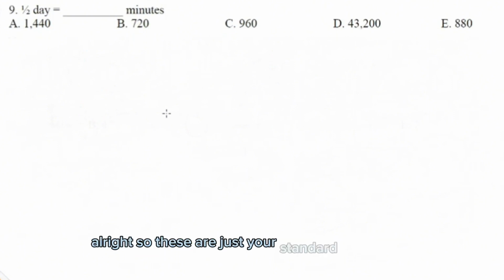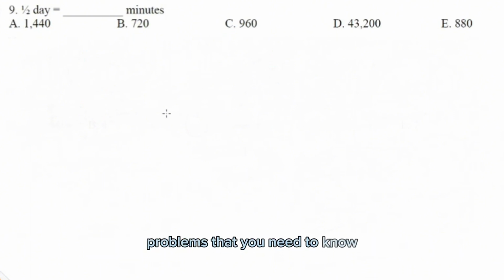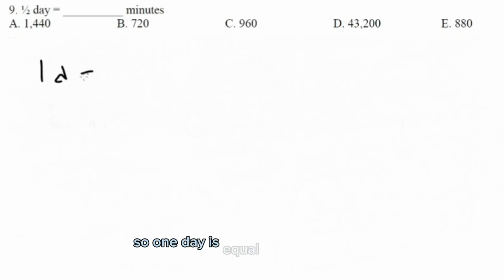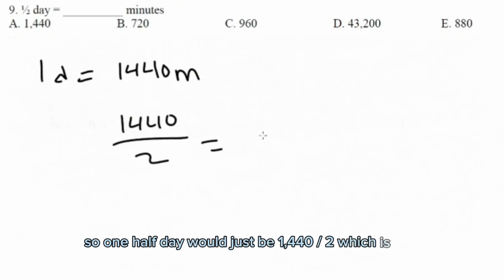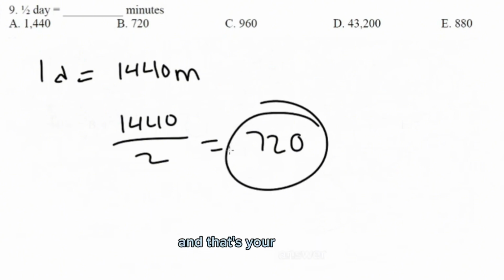Alright, so these are just your standard conversion problems that you need to know. So 1 day is equal to 1,440 minutes. So 1/2 day would just be 1,440 divided by 2, which is 720, and that's your answer.